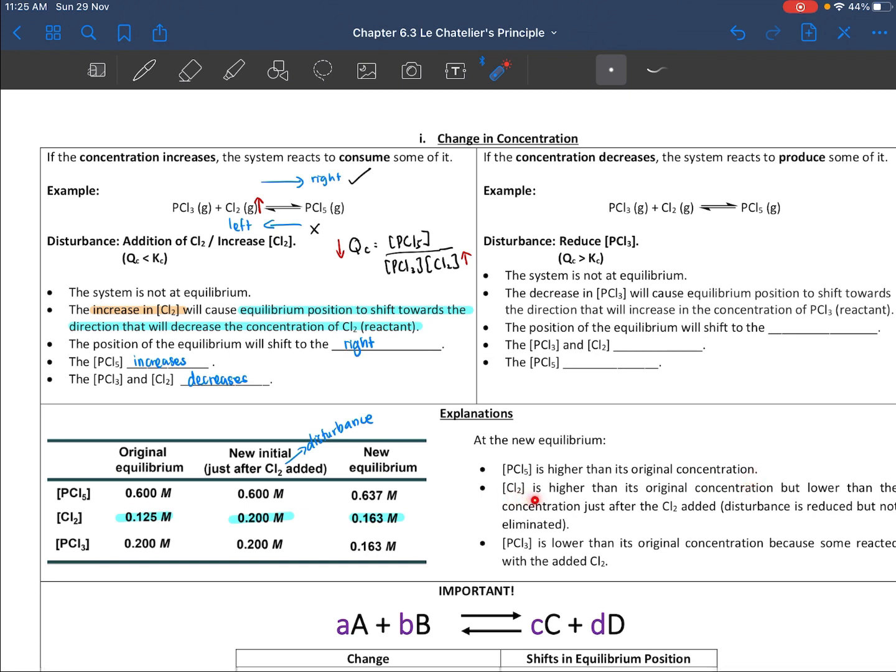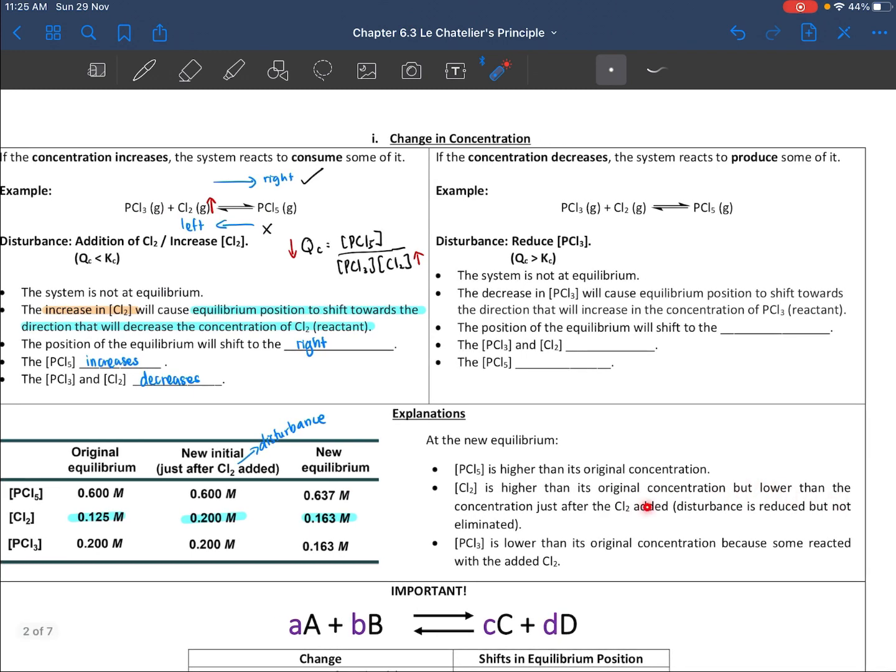Okay, and then the concentration of Cl2 is higher than its original concentration, but lower than the concentration just after Cl2 is added. Kiranya disturbance tadi kita reduce but not eliminated. That means kita berjaya kurangkan tapi bukan berjaya hapuskan terus gangguan tu. Okay, kita minimizekan sahaja. Okay, and then PCl3 is lower than its original because some reacted with added Cl2.